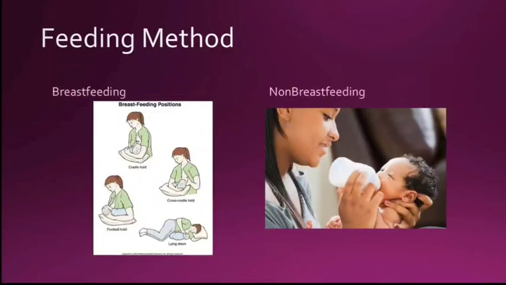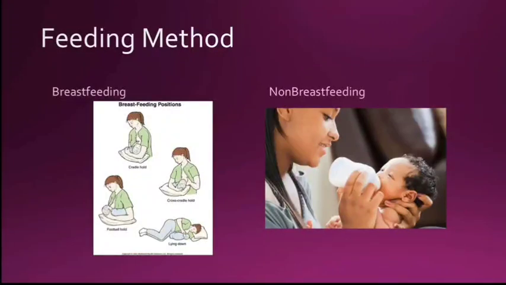For your breastfeeding babies, those babies eat much more frequently. They usually eat every 1 to 2 hours. Their stool looks different. It almost looks a little bit like mustard seeds, has a really weird yellow appearance to it. That's completely normal. And their stools do tend to be a little bit more loose, whereas with your non-breastfeeding, they tend to have more issues with constipation.